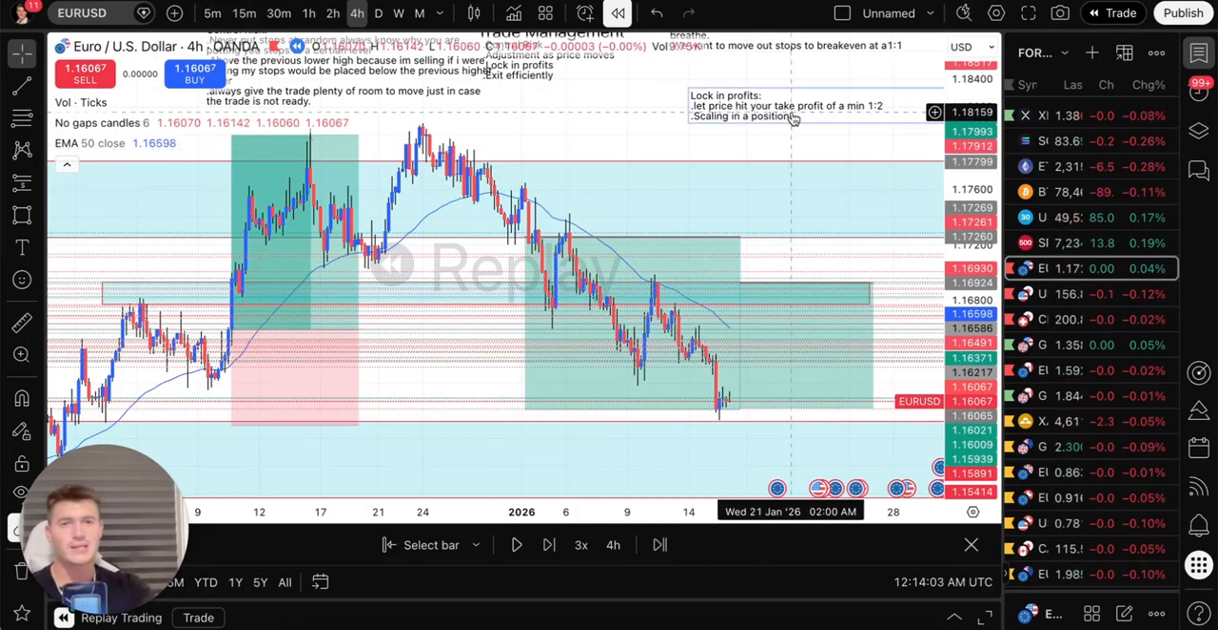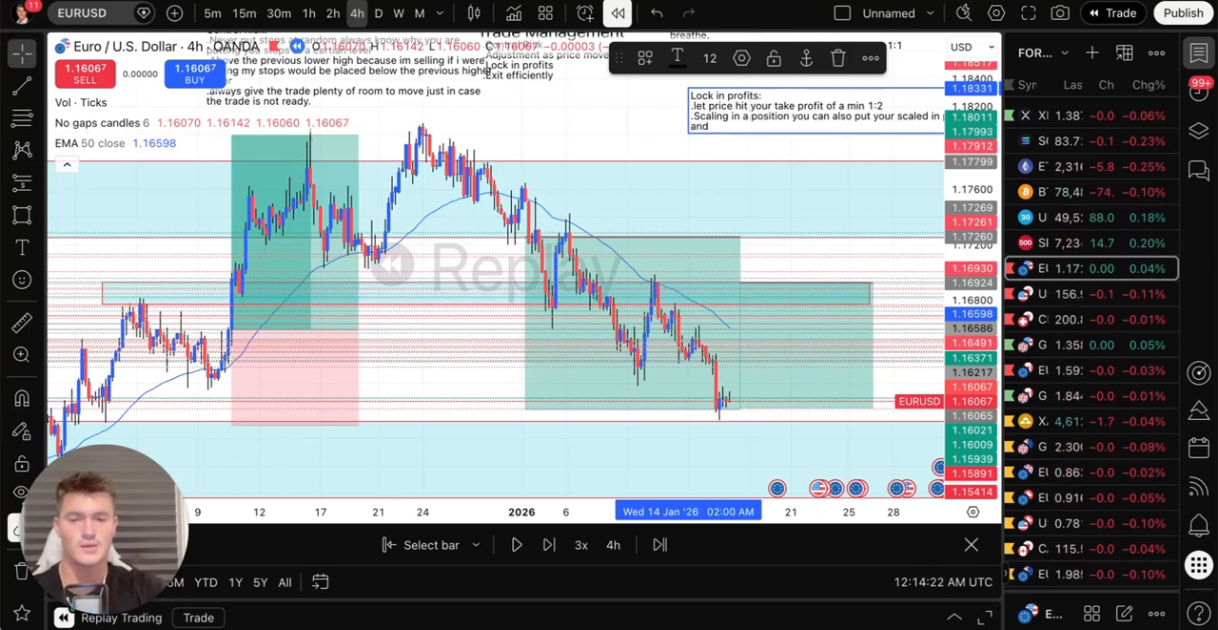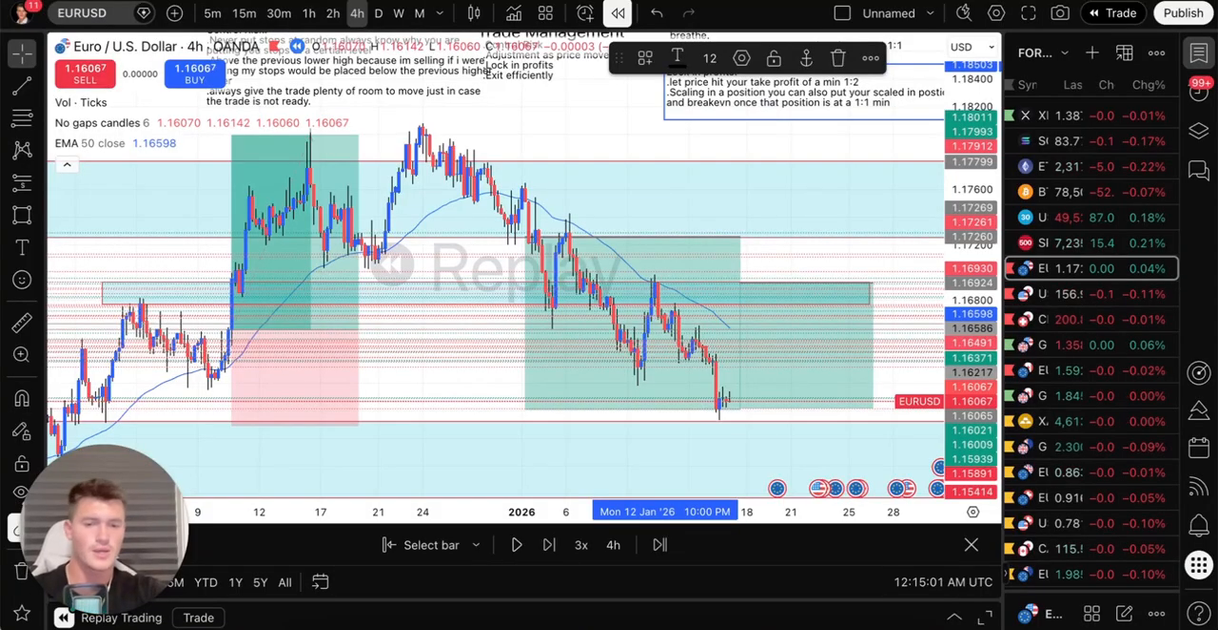Perfect. So that's scaling in a position. And yes, you can also put your scaled in position at break even once that position is at a 1-1 minimum. And number 3 here, I'm just going to put let your winners run.